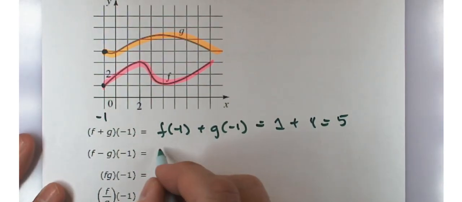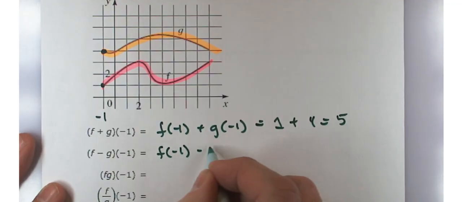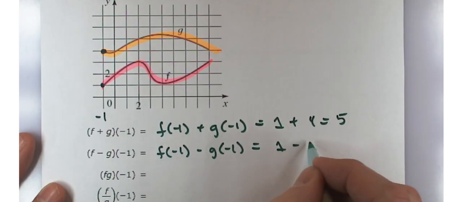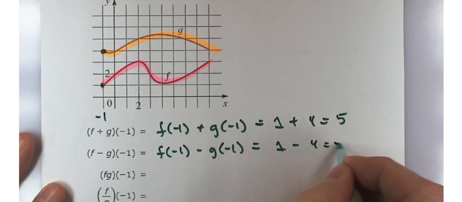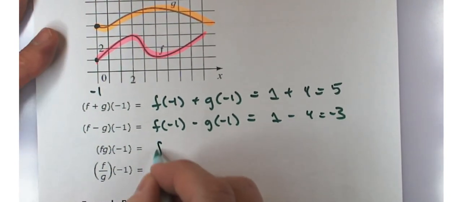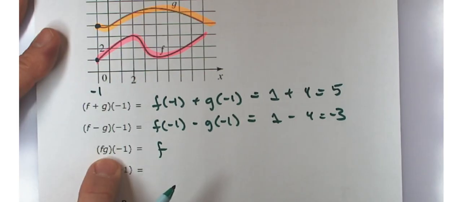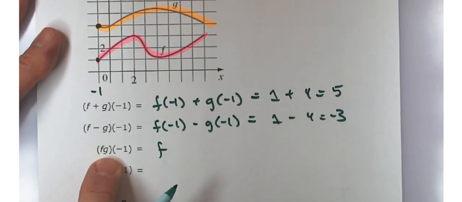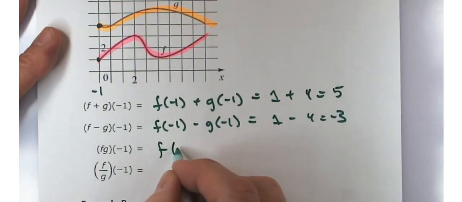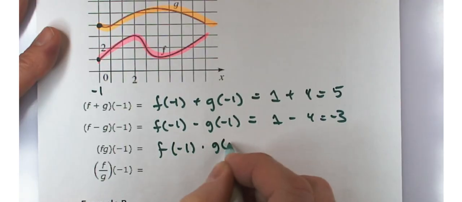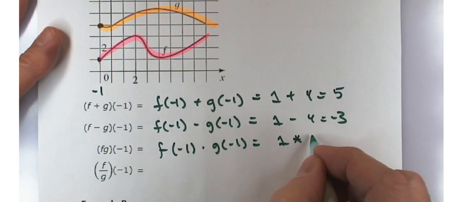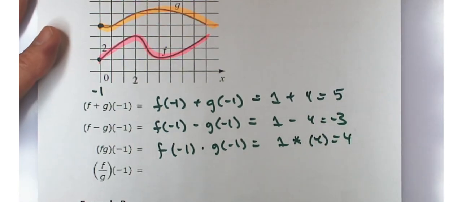Likewise, this notation would be something like this, f of -1 minus g of -1. So we're just flipping some signs here a little bit. That's going to be 1 minus 4, which would be -3. You can keep on doing this down to this one. What do you think is going on here? F of g? Oh, f times g? Well, it is f times g, so this would be the same thing as f of -1 times g of -1. Unfortunately, we're dealing with the same point, so we'll just multiply those together and get a 4.